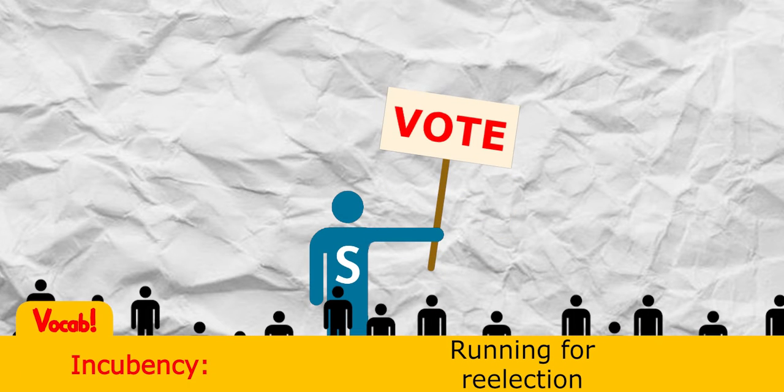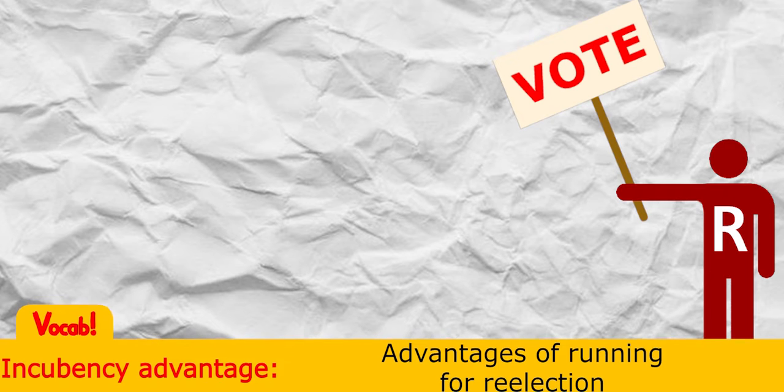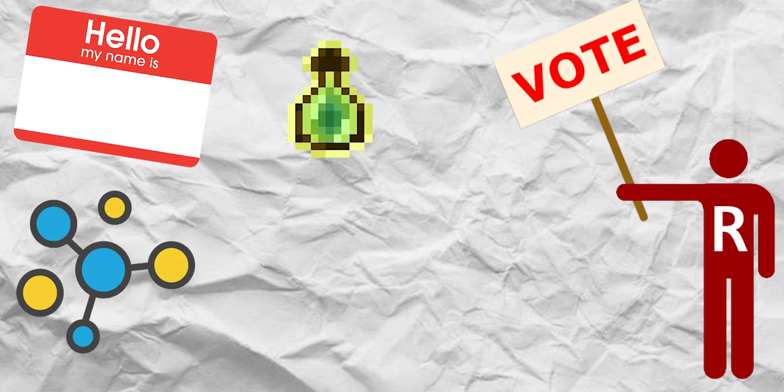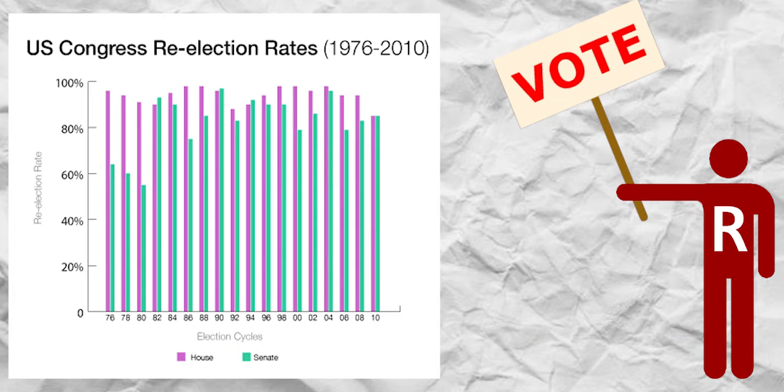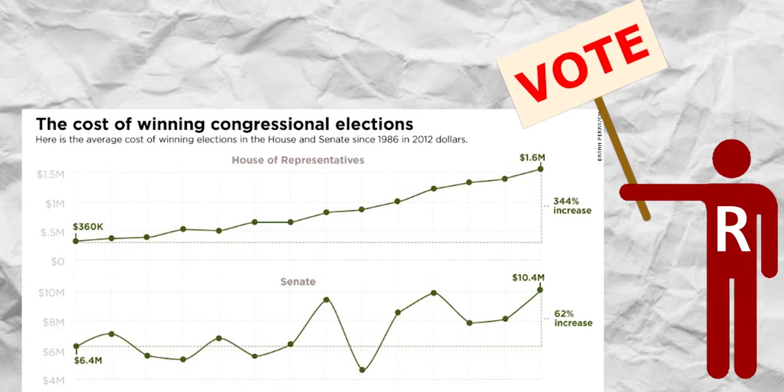Incumbency is when the congressperson runs for re-election. Incumbency advantages can include a recognized name, experience, connections, etc. Above all, experience and money matter in elections, as incumbents tend to win and campaigns are costly.